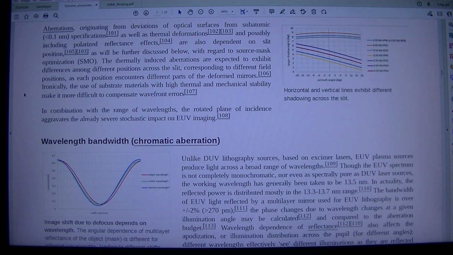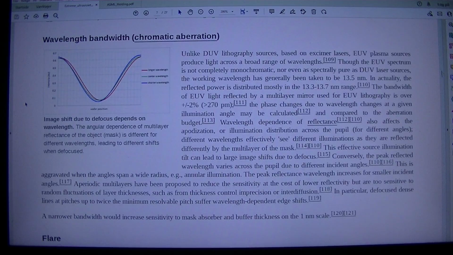Wavelength bandwidth, chromatic aberration. Image shift due to defocus depends on wavelength. The angular dependence of multilayer reflectance of the object, the mask, is different for different wavelengths, leading to different shifts when defocused. Unlike DUV lithography sources, based on excimer lasers, EUV plasma sources produce light across a broad range of wavelengths.